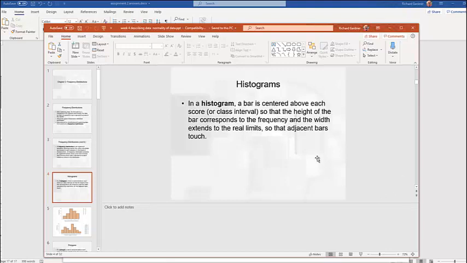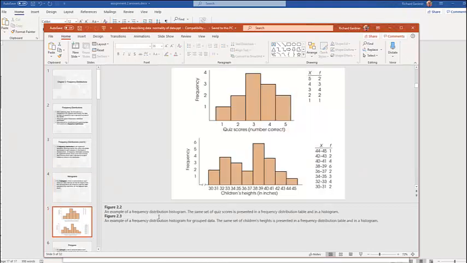Now the bell curve is based on a histogram. And there's a histogram. This is a normal histogram. Relative. This is not a normal histogram.